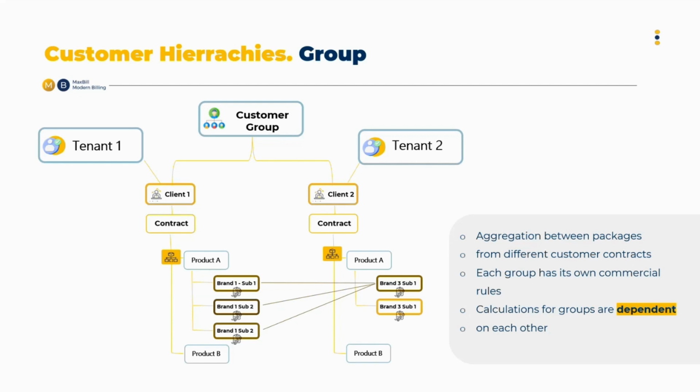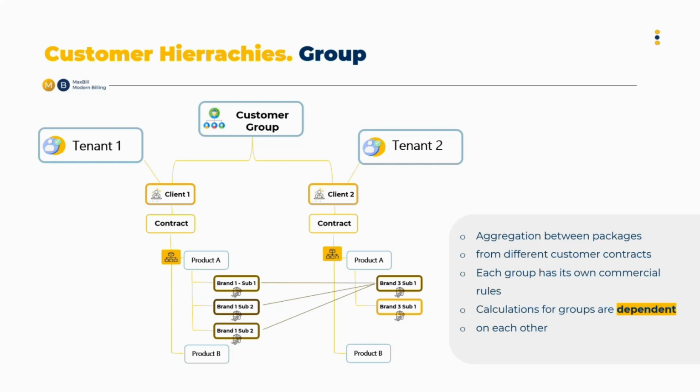For example, revenue share percentages may depend on total group turnover. Tier thresholds may apply across multiple brands. A minimum guarantee may be defined for the entire group. In this case, calculations become dependent at group level.